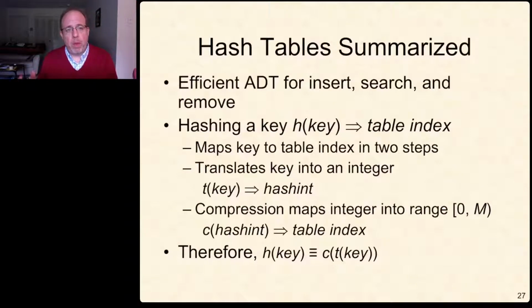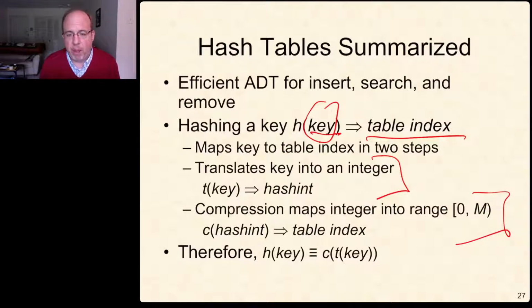So the basic idea so far, how do we think about these? Hash tables are a data structure designed to make insertion, search, and removal by key very, very fast. Hashing a key takes any arbitrary data element and converts it into an index into the table. It does that in 2 steps. It translates the key into an integer, and then takes that integer and maps it into the range 0 to m-1. So the hash function is the composition of T and C.